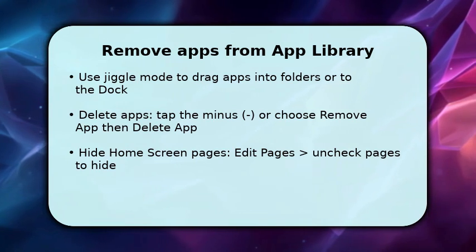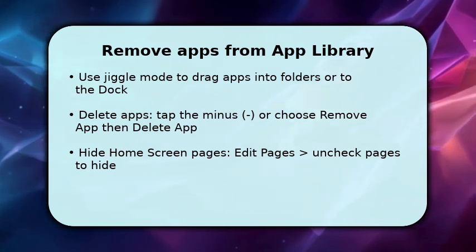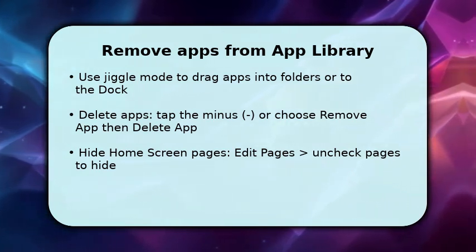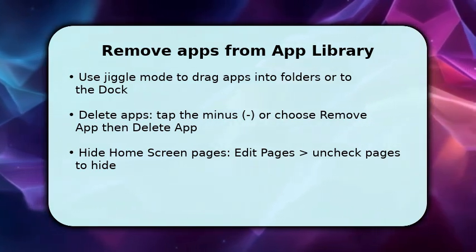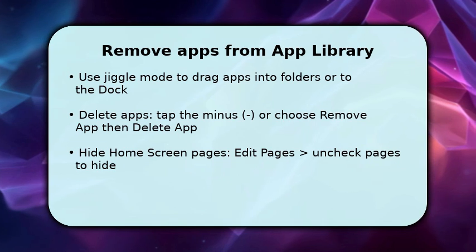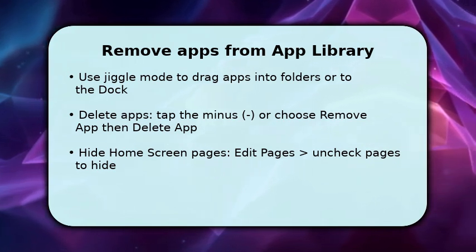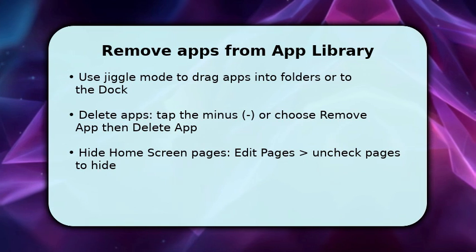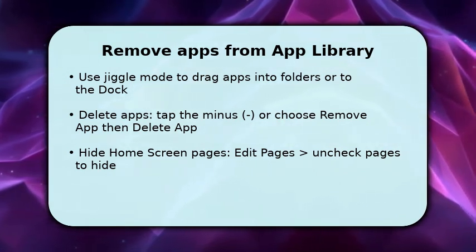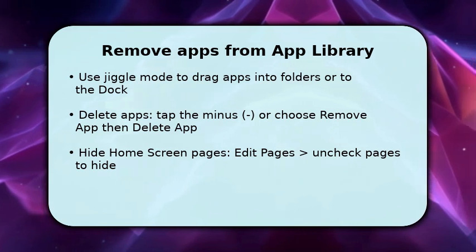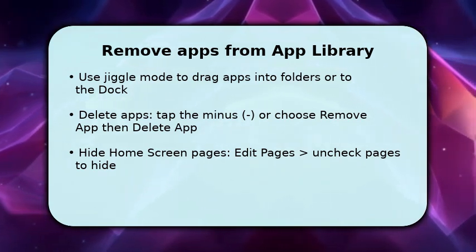Once in jiggle mode, drag apps into folders or the dock to consolidate. If you want an app gone entirely, tap the minus icon and choose Delete App to remove it from device and library. Make sure to also use Edit Pages to hide entire home screen pages, which prevents apps from appearing. This step organizes visibility without affecting iCloud sync data unless you delete.